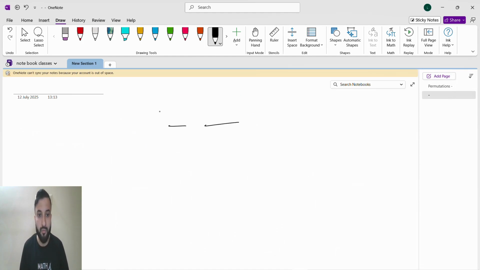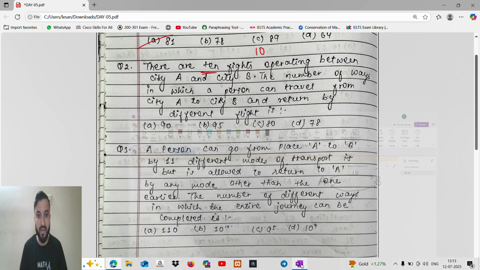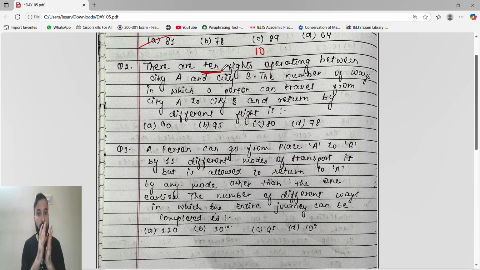Okay, so sorry, city A and city B. From city A to city B, going is 10 ways, and from city B to city A, it is coming by 9 ways, because for going we have 10 flights operating between A and B. The number of ways in which a person can travel from city A to city B. So what are the number of possible ways the person can travel from city A to city B? Yes, because 10 flights, so 10 possible ways.